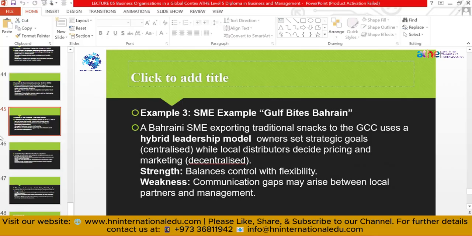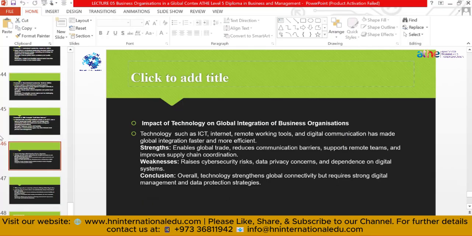The owner sets strategic goals, that is centralized, while the local distributors decide pricing and marketing, decentralized. I don't know about KSA, but here in Pakistan, things are very expensive in Islamabad, and then in Lahore it is less expensive, and then in Karachi it is way too cheap. This is the area to area difference. Strength: balance, control with flexibility. Weakness: communication gaps may arise between the local partners and the management. The difference of centralized and decentralized.